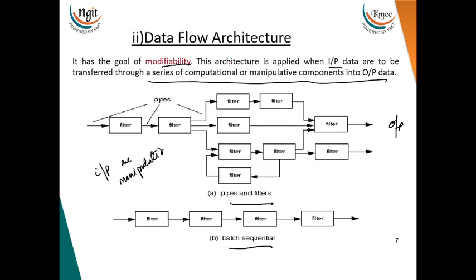Data flow architecture: the goal is modifiability. The architecture is applied when input data is to be transformed through a series of computational components or manipulations, and then you get an output.